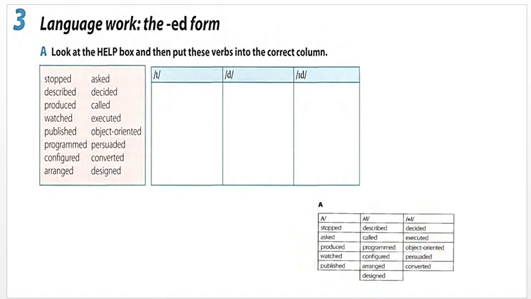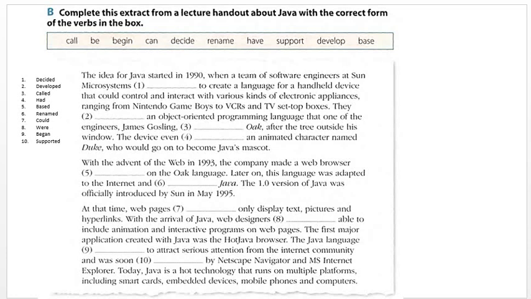Okay, let's go a little ahead. Complete this extract from a lecture handout about Java with the correct form of the verb in the box: call, be, begin, can, decide, rename, have, support, develop, use, base.